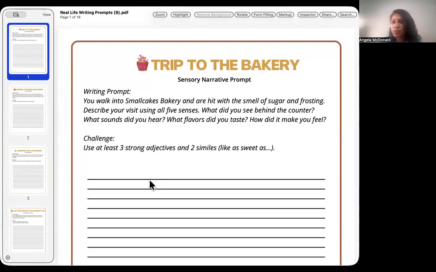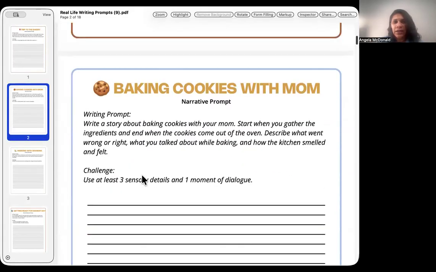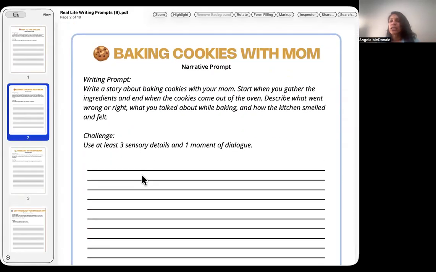So this one was on a trip to the bakery. This one, she had a sensory narrative prompt. So talking about the senses, what are the things that you smell and you see, our five senses. The next week we did it on baking cookies with mom. Again, it was a story. Write a story about baking cookies with your mom. Start when you gather the ingredients and when the cookies come out of the oven. And so we were talking about sequencing in here. She had to include dialogue. She had to include her sensory details.